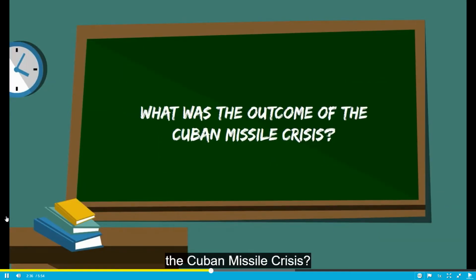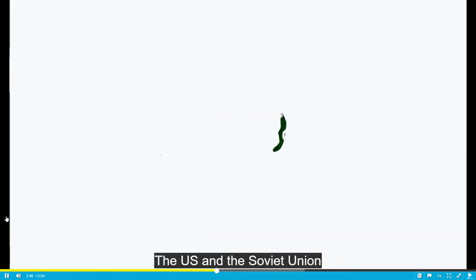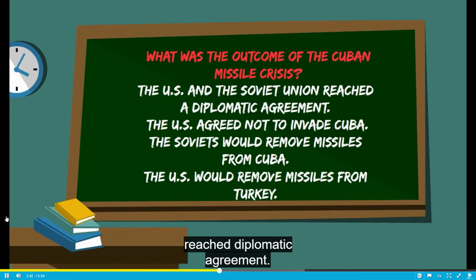What was the outcome of the Cuban Missile Crisis? The U.S. and the Soviet Union reached a diplomatic agreement. The U.S. agreed not to invade Cuba, the Soviets would remove missiles from Cuba, and the U.S. would remove missiles from Turkey.